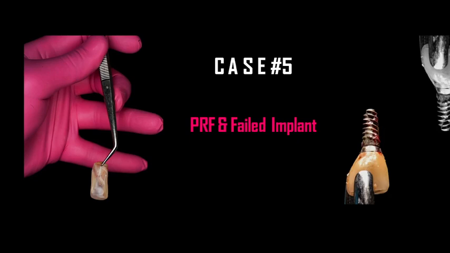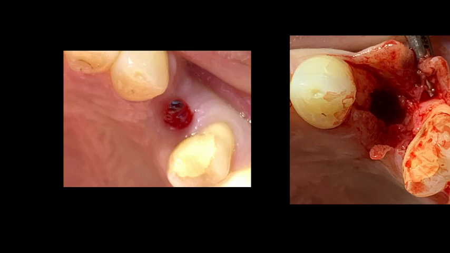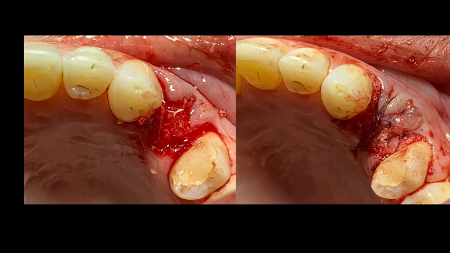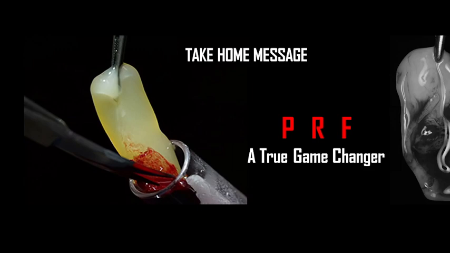Case 5, PRF and failed implant. The patient was suffering from twice-failing implants, so the patient was referred to us. We removed the failed implant and then performed curettage. We can see the damage caused by the failing implant, where there is not sufficient bone. We mix the PRF with bone graft, wait 1 to 2 minutes to have the sticky bone, and then we put it in the socket and suture, and we will wait for 3 months before placing the implant.